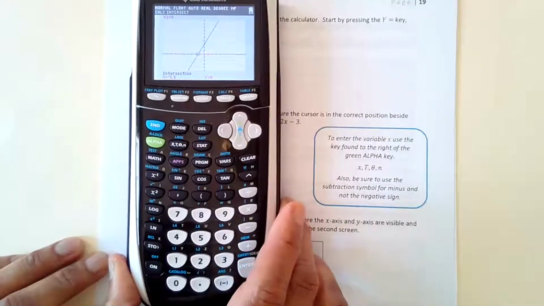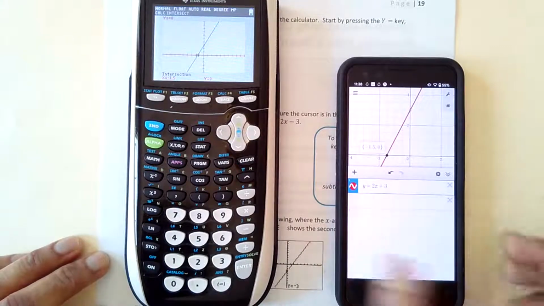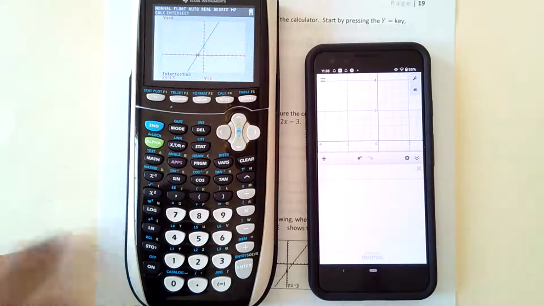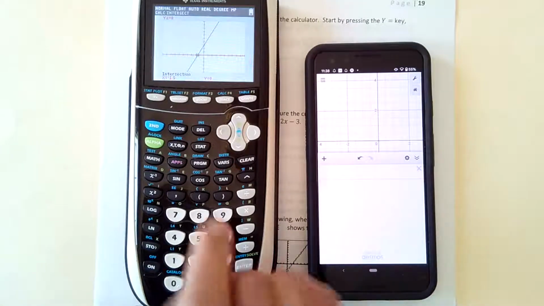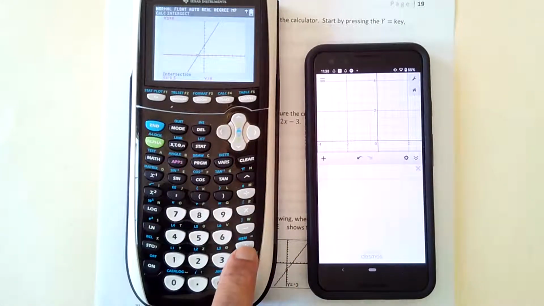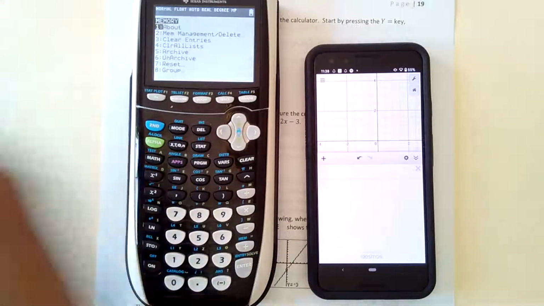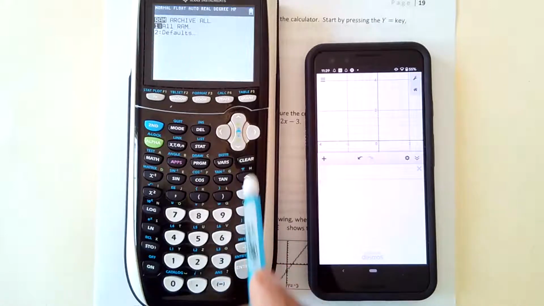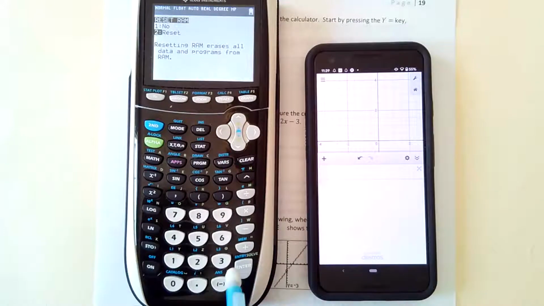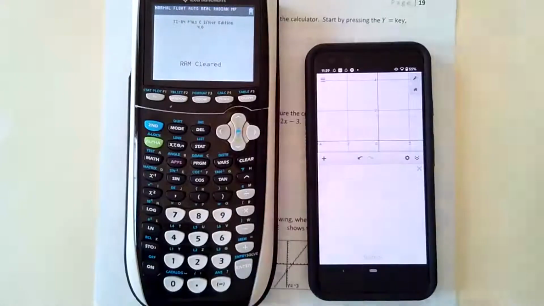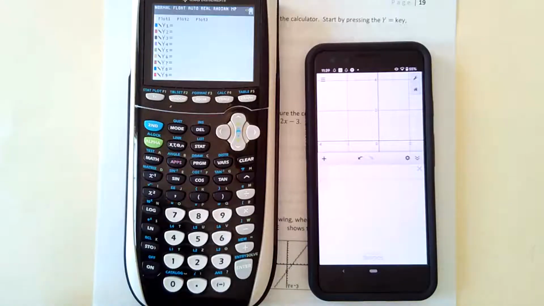Now just a reminder for those of you using the graphing calculator. With Desmos, all you have to do is hit the X button, and that will clear your screen. The calculator is a little bit different. You have to press your second button and the plus, and then we go to reset. So I'm resetting my calculator. You don't have to do it all the time. Press All RAM, press number 2, and this is on your instruction sheet here, number 1. And RAM is cleared. Whatever I had before, it's not there anymore.